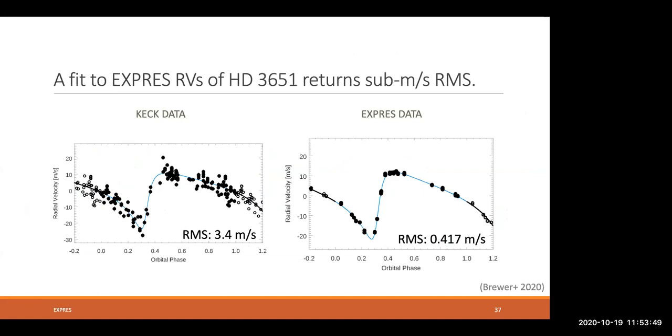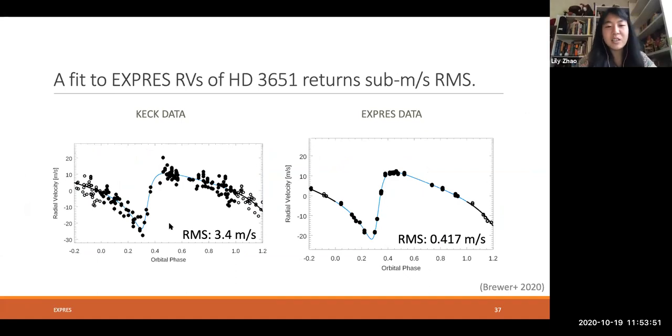When we use wobble, you can see here I'm comparing data from 3651. The Keck data had an RMS of 3.4 meters per second, but the EXPRES data has an RMS of 0.417 meters per second, which is comfortably sub-meter per second, which was the previous standard of what spectrographs were able to deliver.